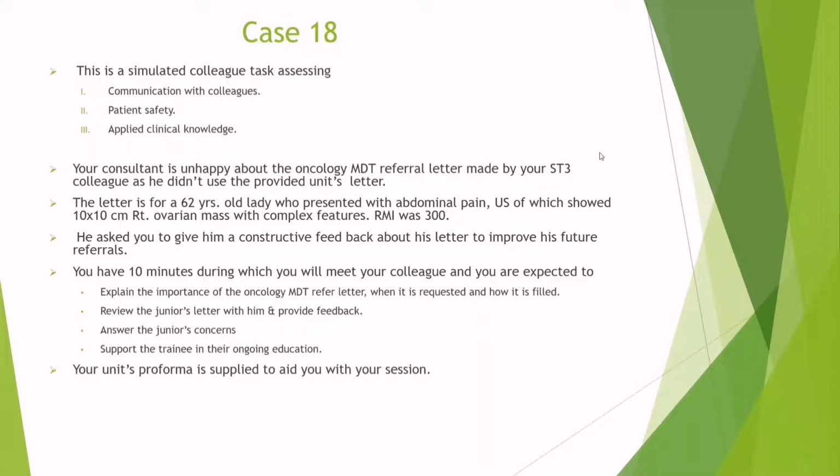Hello, I am Ali. Today we will talk about the multidisciplinary team referral letter, which may come in the exam. This is a task for the multidisciplinary team letter, which may come as a teaching or may come as a structured discussion.